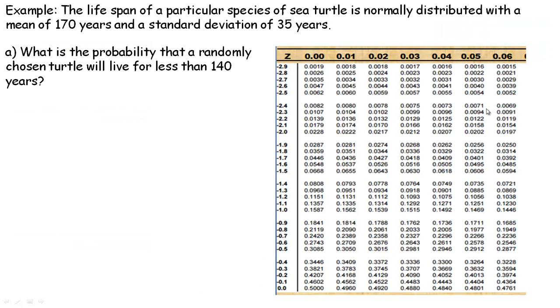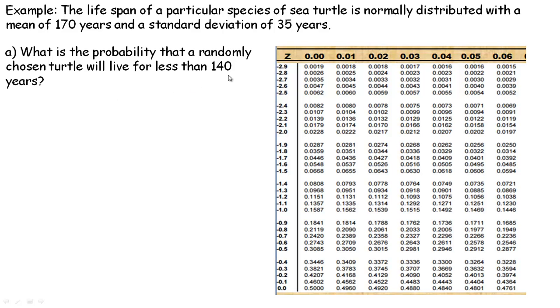So a few examples on this page and the next couple. The lifespan of a particular species of sea turtle is normally distributed with a mean of 170 years and a standard deviation of 35 years. And we're asked in A, what is the probability a randomly chosen turtle will live for less than 140 years? There's only really three kinds of different probability calculations here. There's the less than that we're going to do here, and then there's between two different ages, and then above one. So we're going to do one of each here, basically.